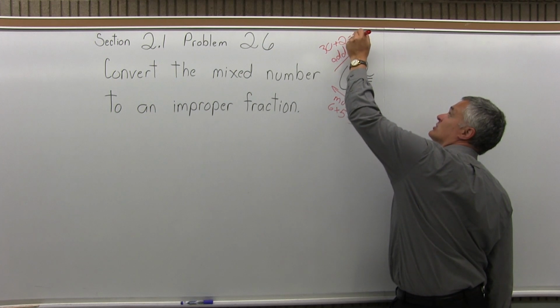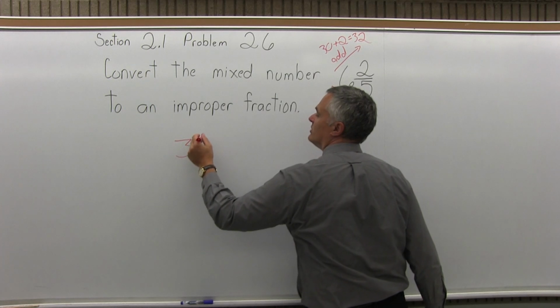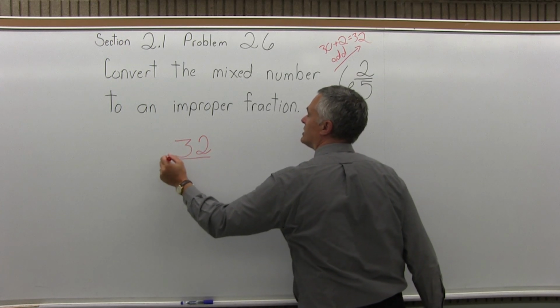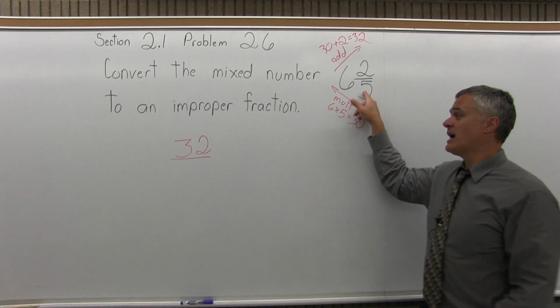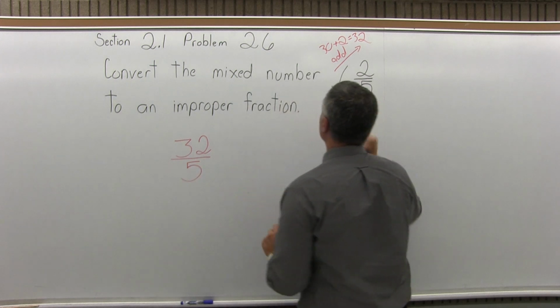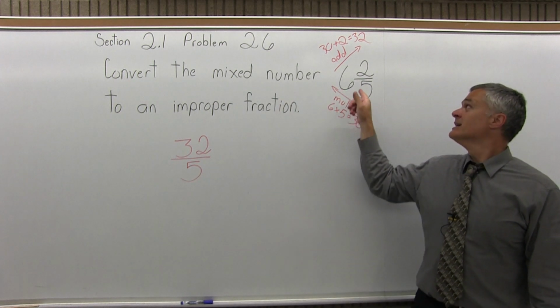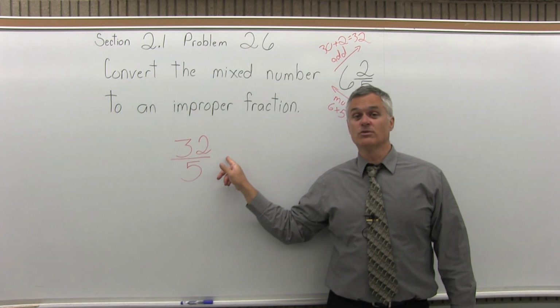had, which is 32. So my new numerator is 32 for my improper fraction, and the denominator stays the same. The denominator in the mixed number was 5, so the denominator in the improper fraction will still be 5. So that's telling me that 6 2/5 is equivalent to 32/5.